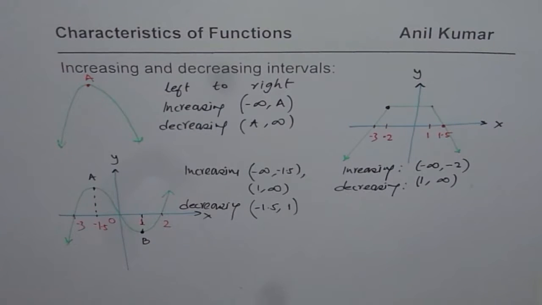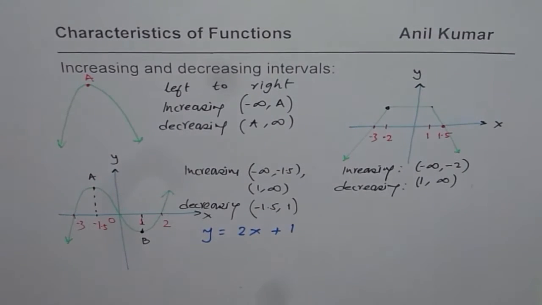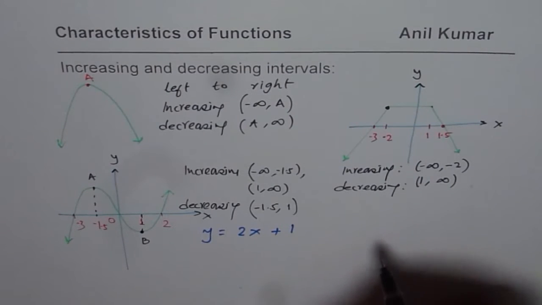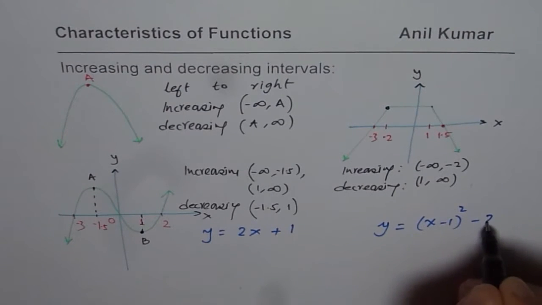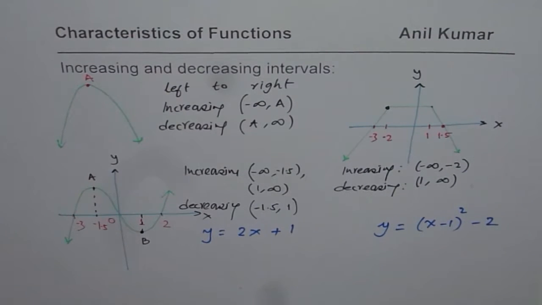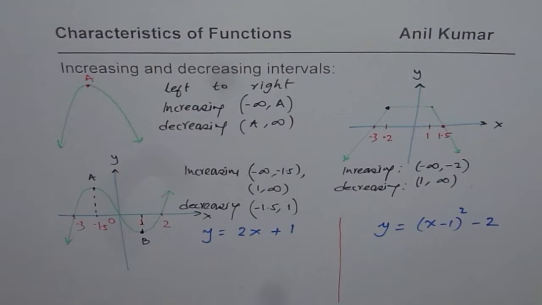So that is how you could write increasing and decreasing interval for any function given in the form of a graph, correct? Now you could also be given equations of lines. So if I am given the equation y equals 2x plus 1, in this particular case, can you write down the increasing and decreasing interval? Let me give you another equation, which is y equals (x minus 1) whole squared minus 2. So these are the two equations given to you, and you need to write down the increasing and decreasing interval for both these functions. One way is to sketch.